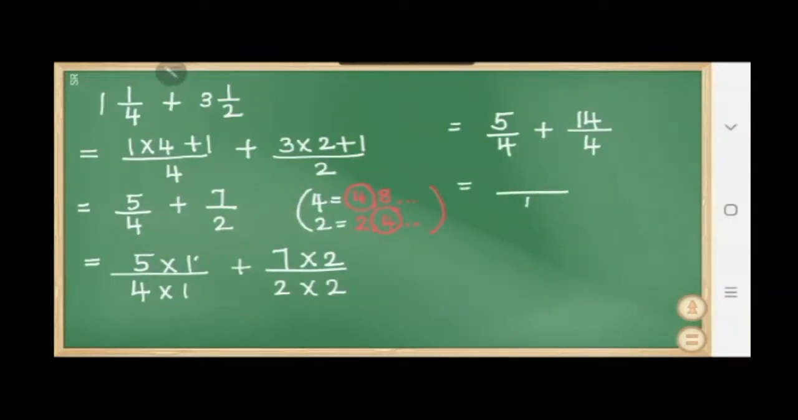So now I have got equal denominator 4. So I'll straight away add the numerators. 5 plus 14. I get my answer as 19 upon 4.